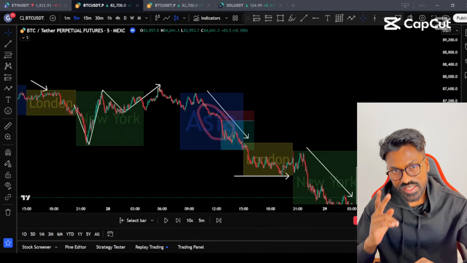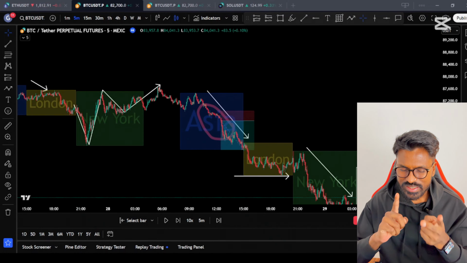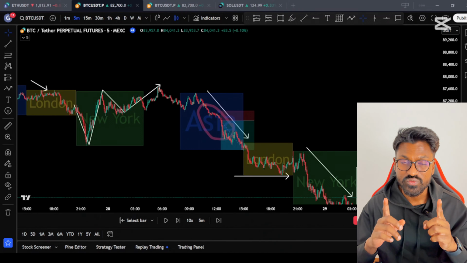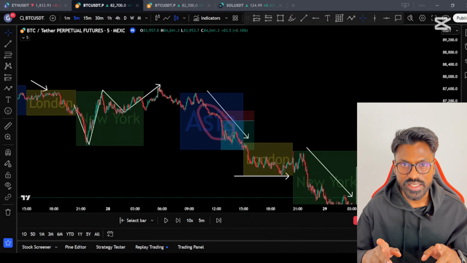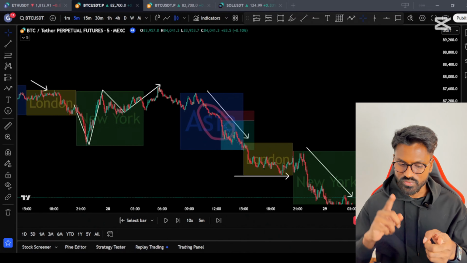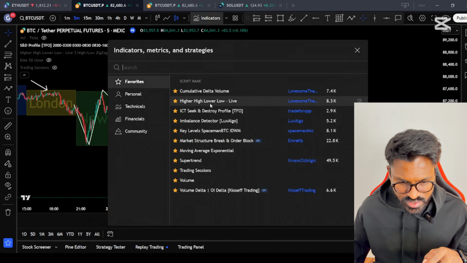Okay guys, moving on to our next indicator in step 2. If you're an intraday trader, especially if you are a scalper, I highly recommend that you understand which trading session you are currently in. Different pairings react differently to certain sessions. Okay, so we have Asia, London, and New York. Let me show you the indicator right now. So this is the one right here.